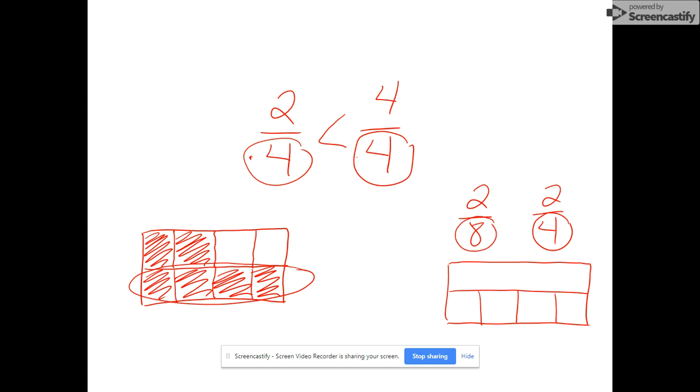And since this denominator is 8, my top rectangle needs to have 8 chunks. I'm going to use my 4ths lines to help me out. So I'm going to split my top rectangle into 4ths. And then to double that, I'm going to cut each section in half. So now I can represent 2/8 and 2/4. And I can see that this bottom rectangle again has more shaded in, so I would say 2/8 is less than 2/4. So these are strategies that you can use to check your answers on your classwork today.